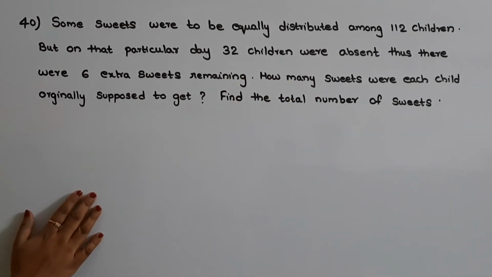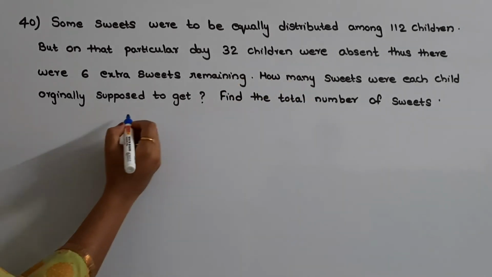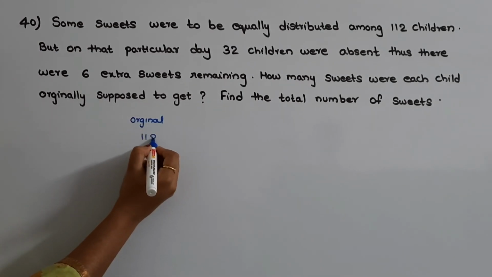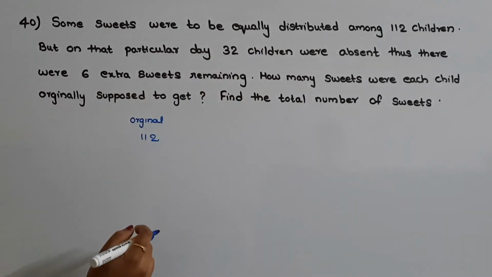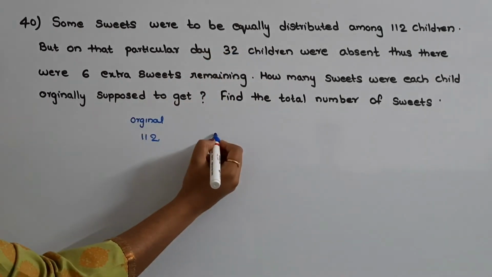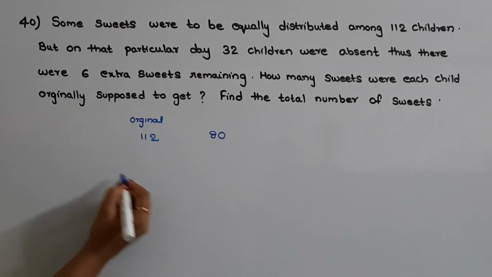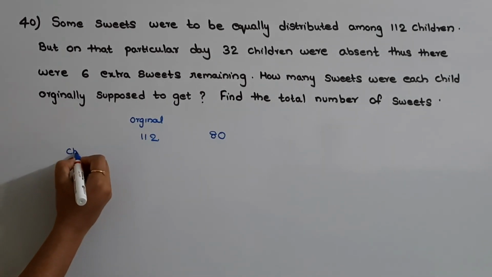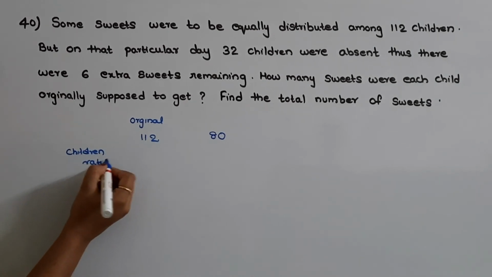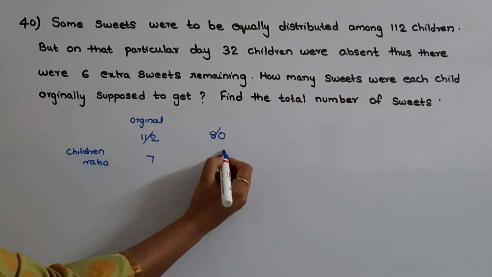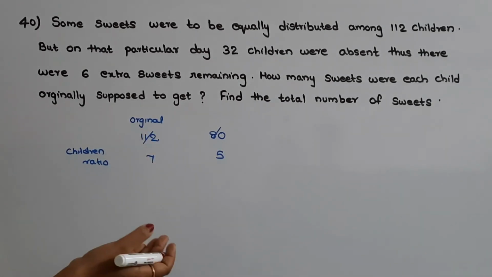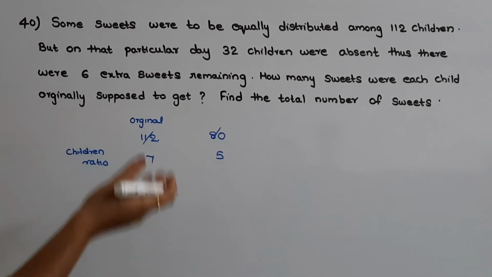So, in this question, they are telling that there were total 112 children. Okay. But on that particular day, 32 children were absent. Then what will be the number of children? That will be 112 minus 32, that is 80. Okay. Now let us find out the ratio of the children. Okay. So that will be equal to 7:5. Okay. Now if the number of children is decreasing, then the number of sweets which each child gets increases.